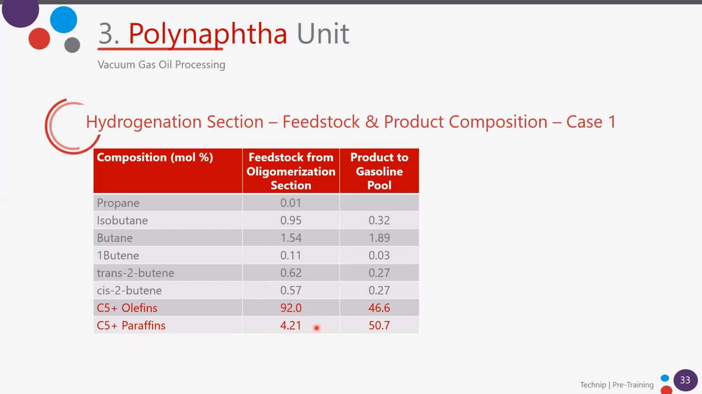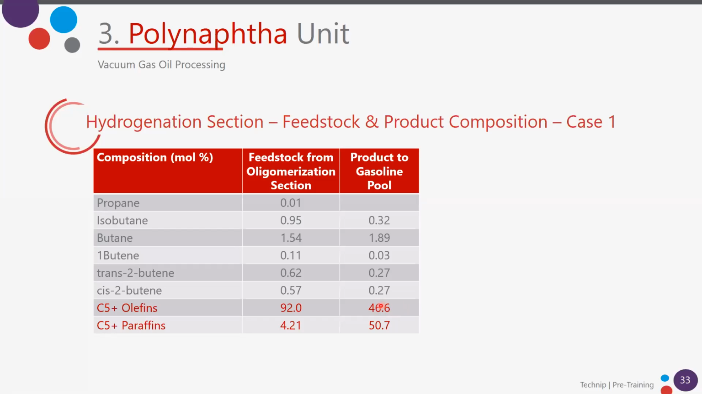And then the product that we will get from this hydrogenation section will be this. As you can see, we send this product to the gasoline pool. As you can see, we have decreased the olefins content in this stream from 92 by half, almost, to 46.6, okay?